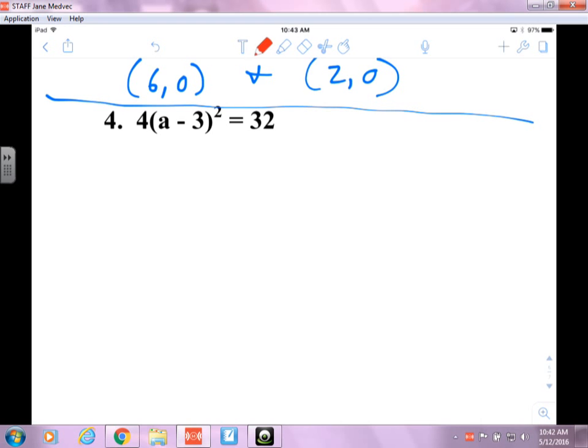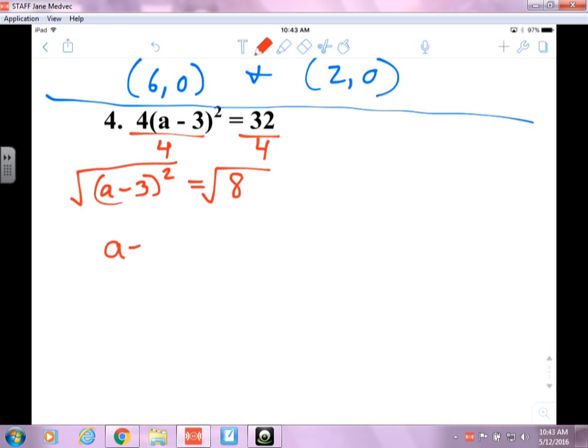All right. Let's take a look at this. What is the first thing that you guys tried? Yes? Divide by 4. I'm going to divide by 4 on both sides. And so I get (a minus 3) squared equals 8. Okay? And then what would I do? I'm going to square root both sides.